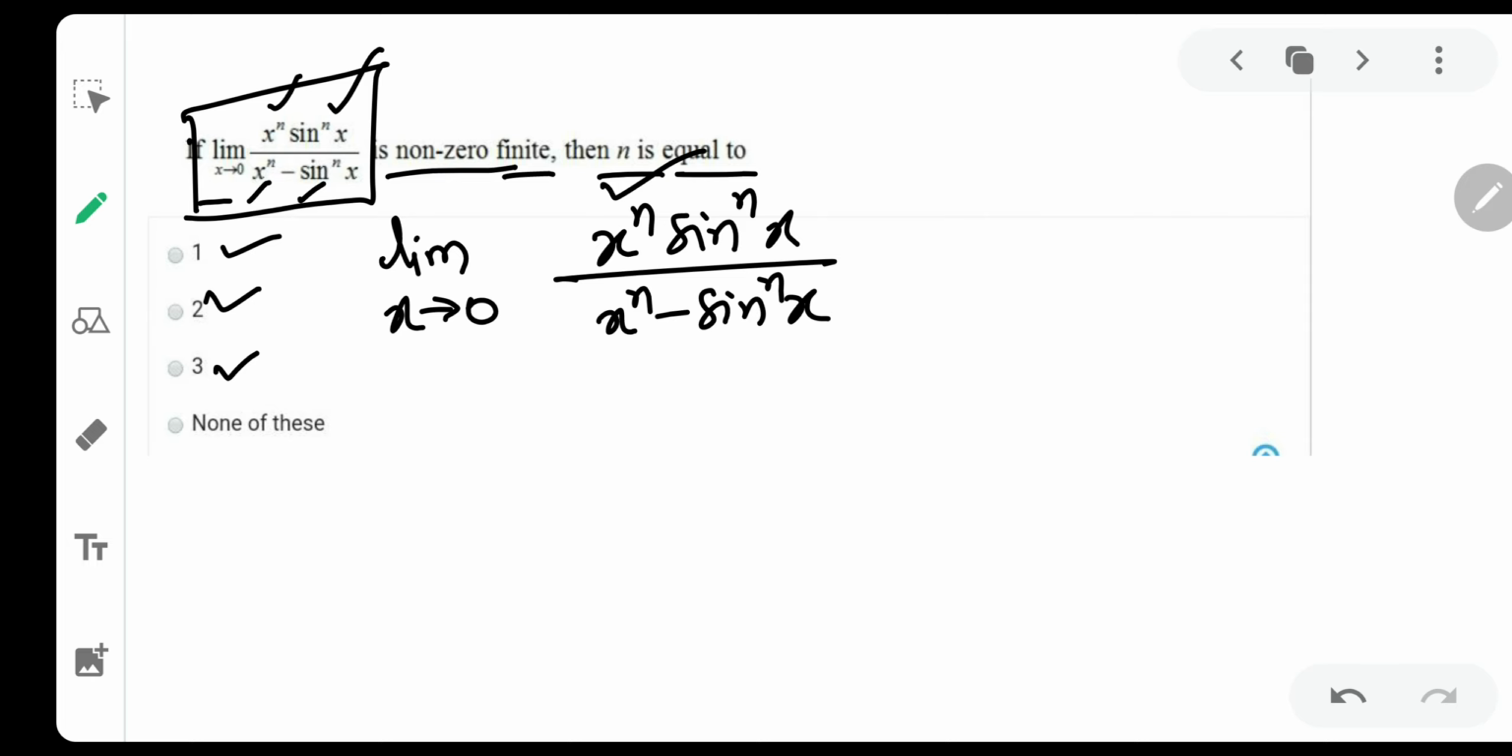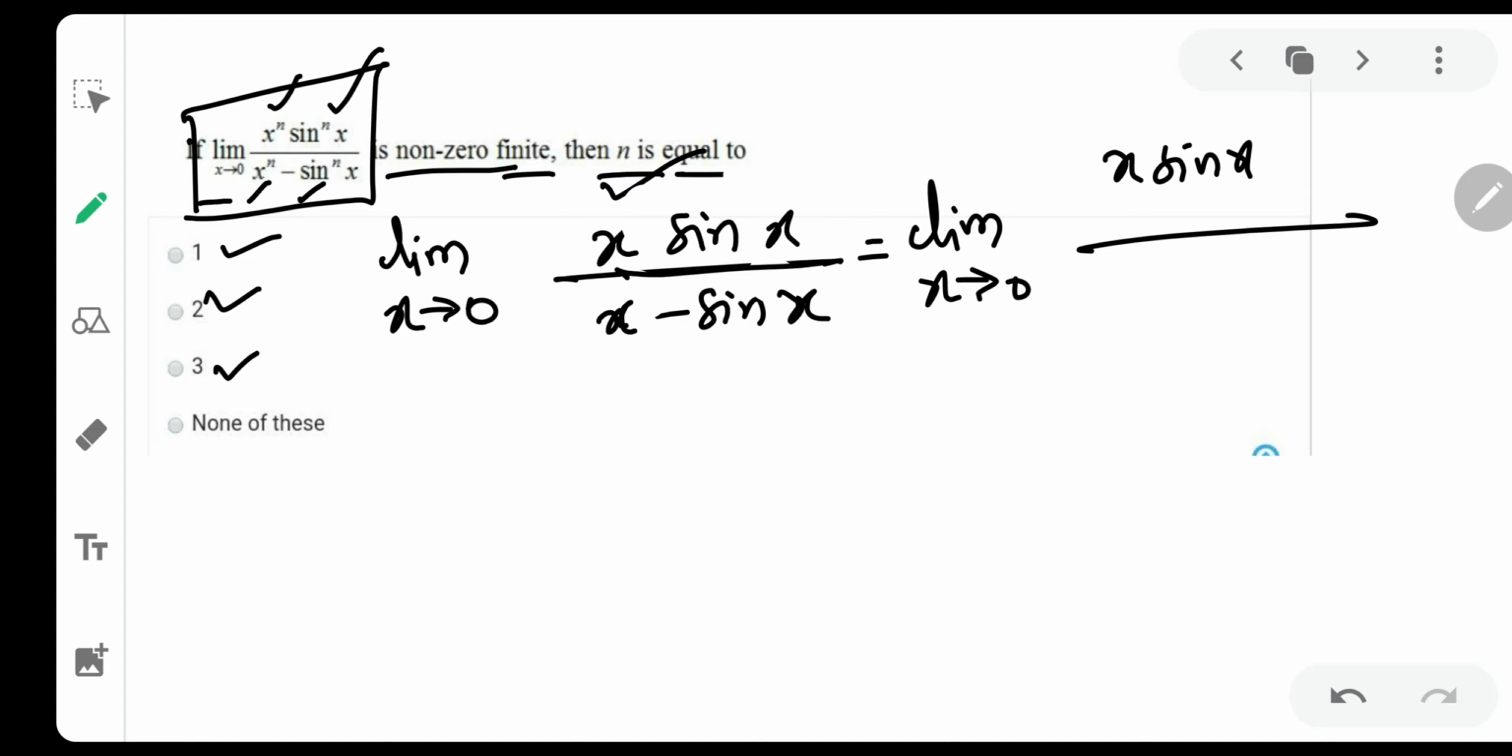Now suppose the value of n is 1. So what will happen, let me replace this n by 1. So x minus sin x upon what do you need? Just now we saw x minus sin x upon, if you want a non-zero finite answer, what would you need? You would need to divide by x cube.